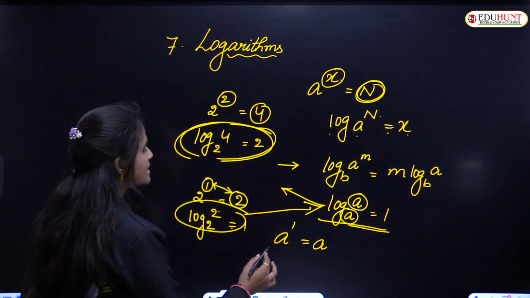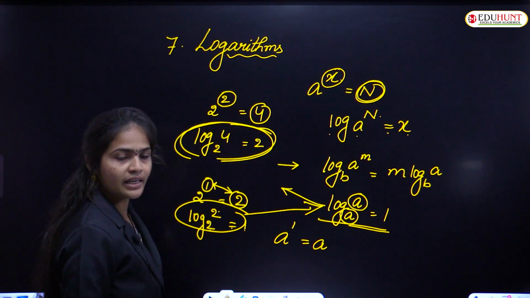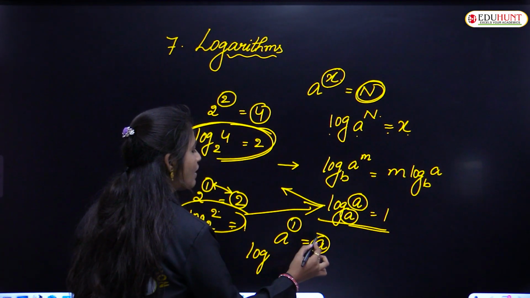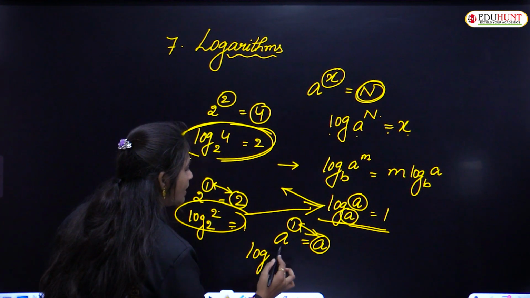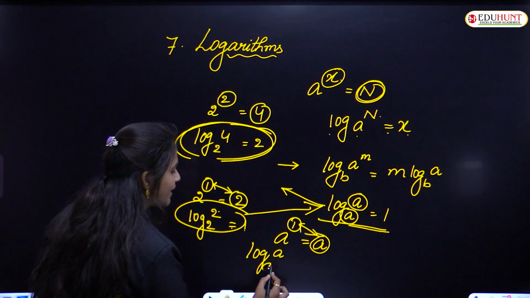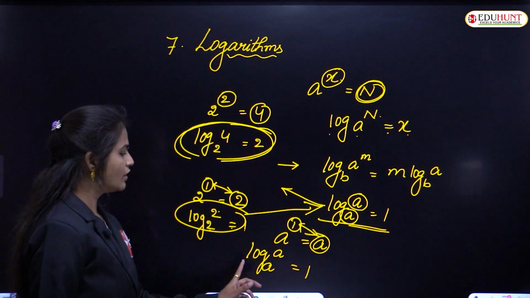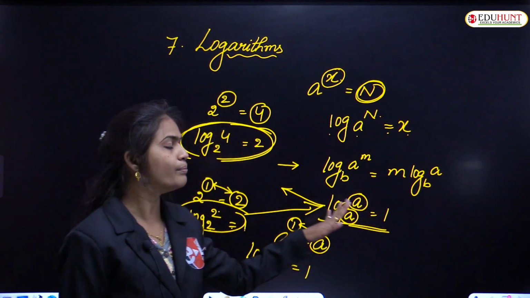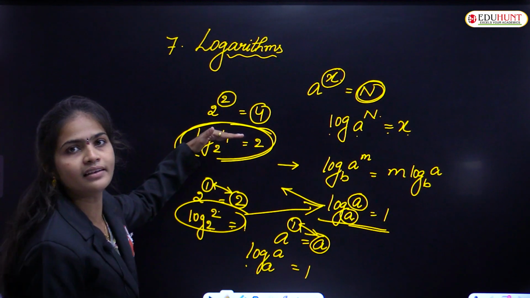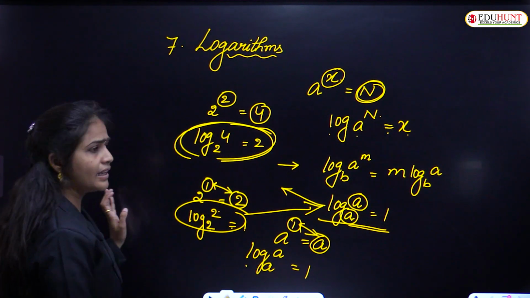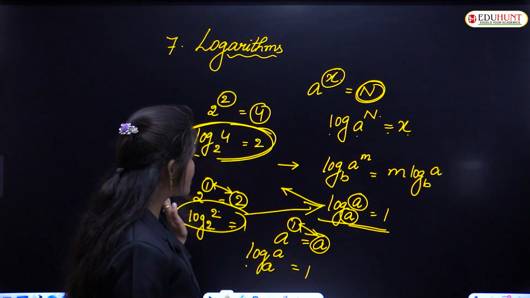So a power 1 is equal to a. By applying the log, again change these two values. At the place of 1 we get a, and here base a, which is equal to 1. So we are getting this law. By applying this law only, we can understand the previous one. I think you understood this.